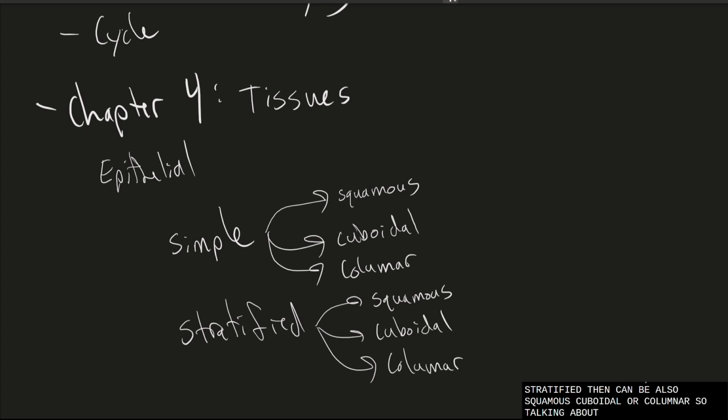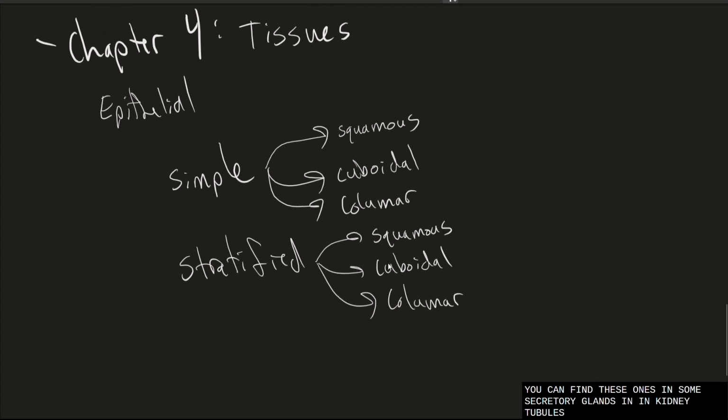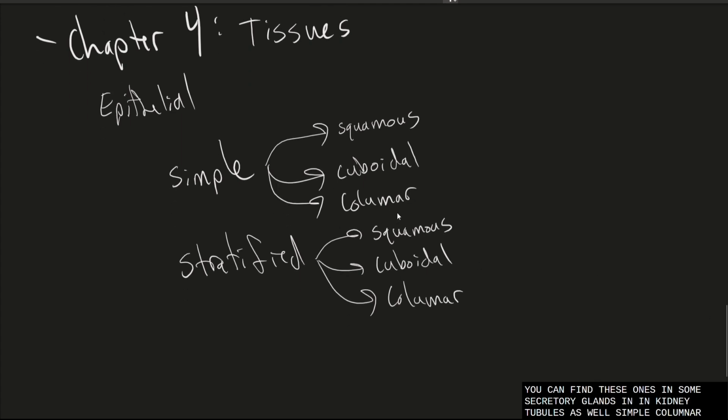So talking about some of these here, simple squamous, those are the ones you find in like the air walls of the lungs and the kidneys. Simple cuboidal, you can find these ones in some secretory glands and in kidney tubules as well. Simple columnar, the linings of tracts and things like that. And with these simple columnar, you can also have what are called pseudo-stratified.